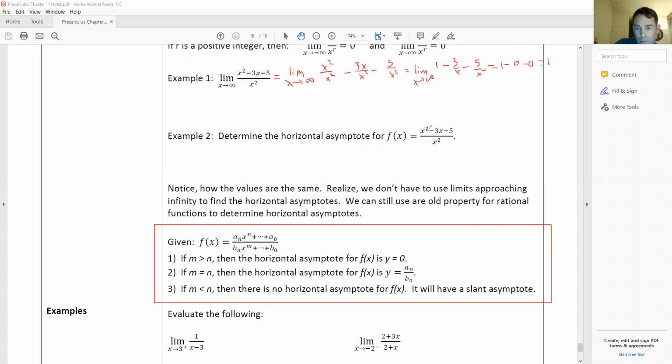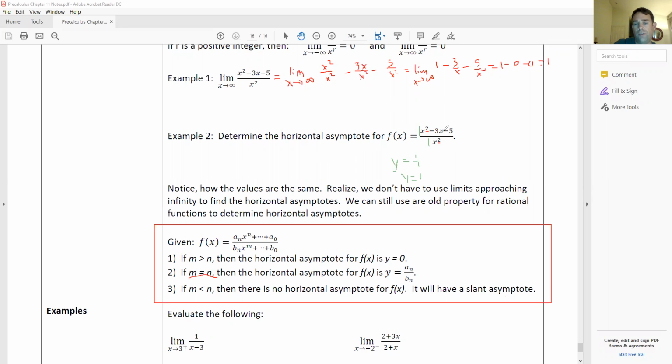Notice they have the same degree. They both have the same degree. Therefore, since they have the same degree, the horizontal asymptote is the leading coefficient divided by the leading coefficient. Well, the leading coefficients are 1 and 1. So the horizontal asymptote is y equals 1 over 1, or y equals 1, which is the same thing we found out when we did the limit as x approaches infinity.